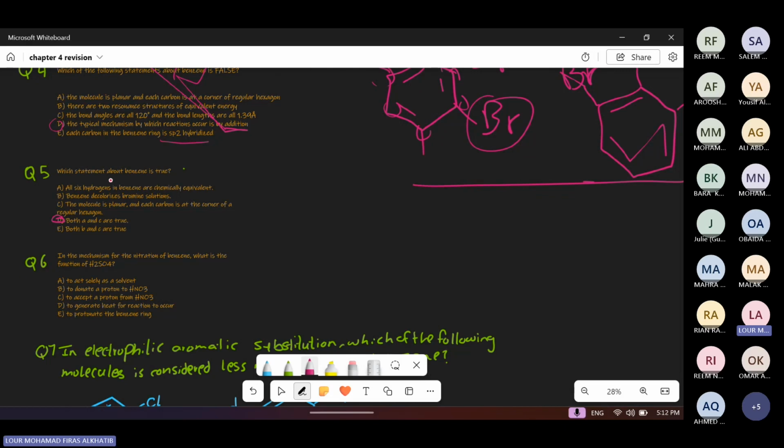Let's read through them. Why are A and C correct? All 6 hydrogens in benzene are chemically equivalent. This is, of course, something we know to be true. Look at this, it says hydrogens. Why hydrogens? We're talking about carbon. Why did they say hydrogens? How are they all chemically equivalent? Does anyone know?